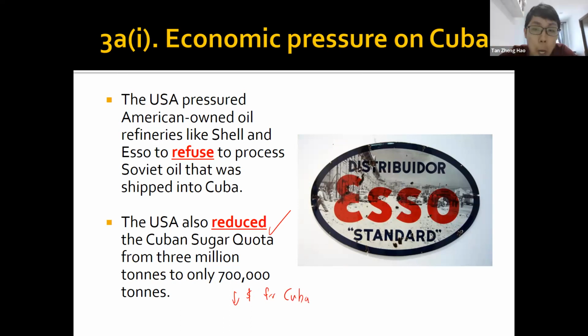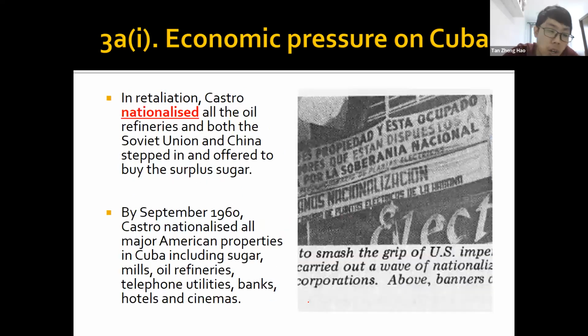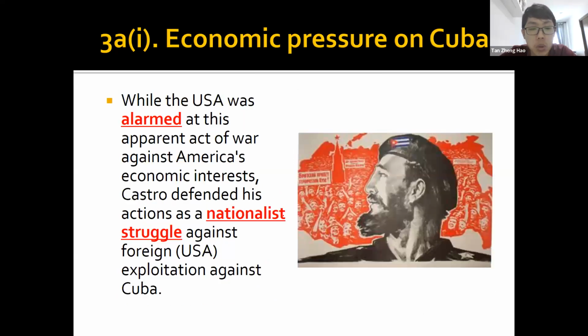The thing about oil is also quite similar. There was oil that needed to be processed before it could be used. The US refused to do that to help Cuba. So the refineries were all nationalized. Nationalized means, like I said just now, that everything belongs to the country now. So how did the US react to that? There used to be a lot of American businesses, but now they were all taken away by the Cuban government. So they were very alarmed by it.